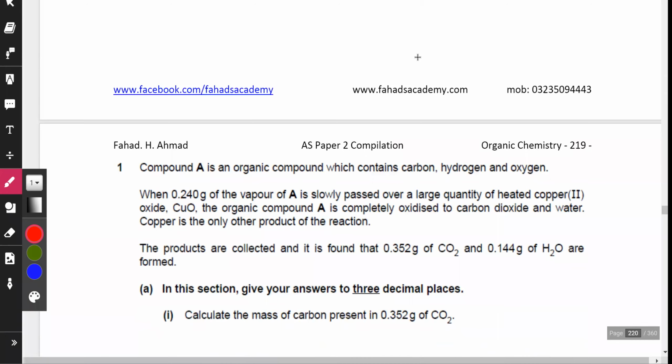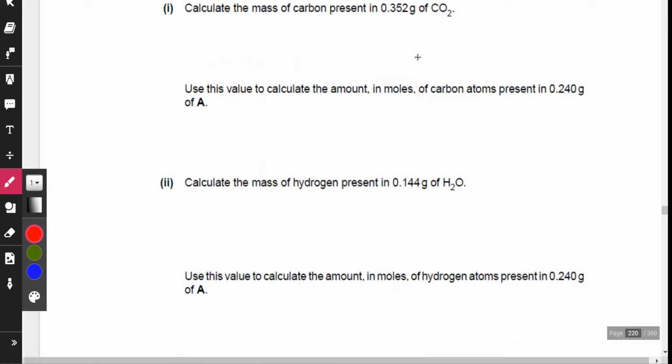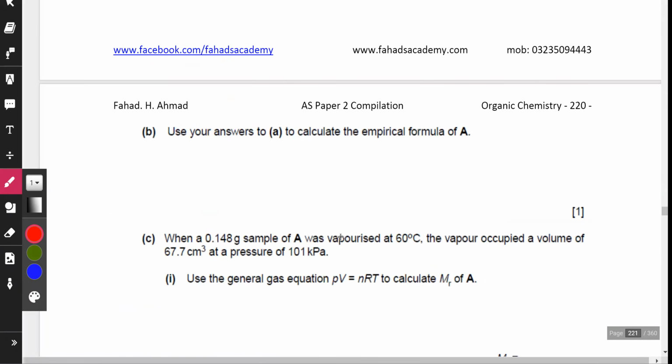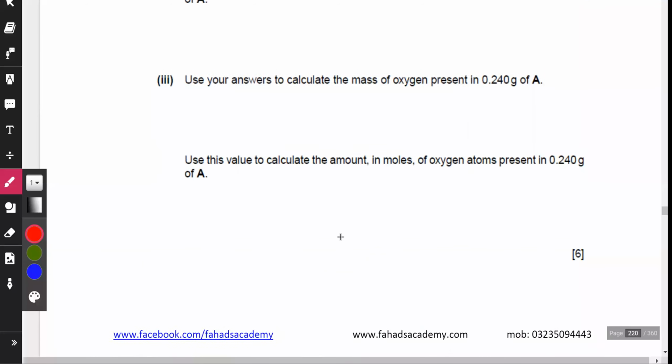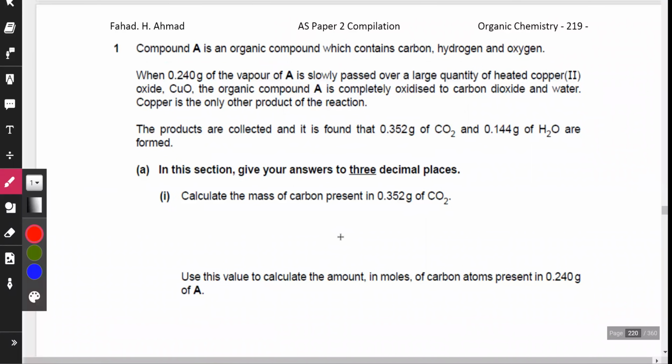Now there's this other question on moles again. Let's try and do this. There's 0.24 grams of A. It looks like the same question, but I think it's a different question. A is completely oxidized, and A reacts with oxygen to produce carbon dioxide and H2O.